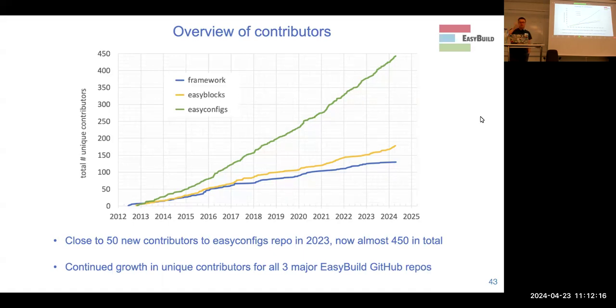Of course, for easy configs, this is skyrocketing quite quickly. But also in EasyBlocks and framework, there's an influx of people who are new to that part of EasyBuild and are actively contributing. Sometimes these people come totally out of the blue. They open a pull request and then they disappear again. We have no idea who they are, where they come from, why they make the contribution, and then they just wander off to somewhere else.